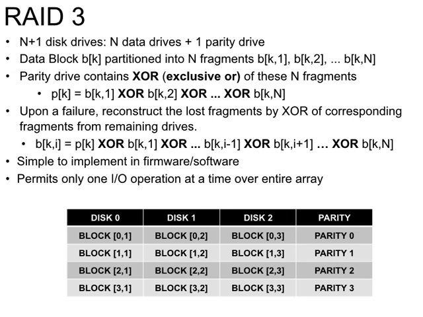Although it's simple to implement, the disadvantage is that you can only do one I/O operation at a time. Let's say you want to read or write a particular block. You have to involve all the data disks and the parity disk. So there is no parallelism in I/O operations. You cannot issue multiple read or write requests at the same time. So RAID 3 gives you redundancy at a reasonably low overhead, but it does not give you any parallelism in I/O operation. Any parallelism is within a single block, not across several blocks.